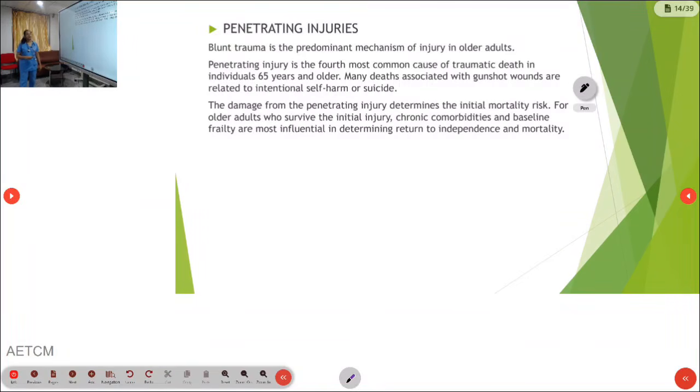Next is penetrating injury. The most common cause of injury in the elderly will be blunt injury. Penetrating injury can occur, and can also be one of the reasons for traumatic death, most commonly associated with gunshot, self-harm or suicide. Damage from penetrating injury determines the initial mortality risk. For older adults who survive the initial injury, chronic comorbidities and baseline frailty determine the patient's return to independence and the morbidity and mortality state of the patient.